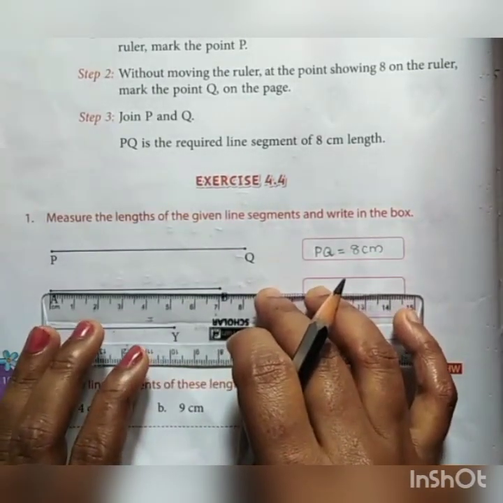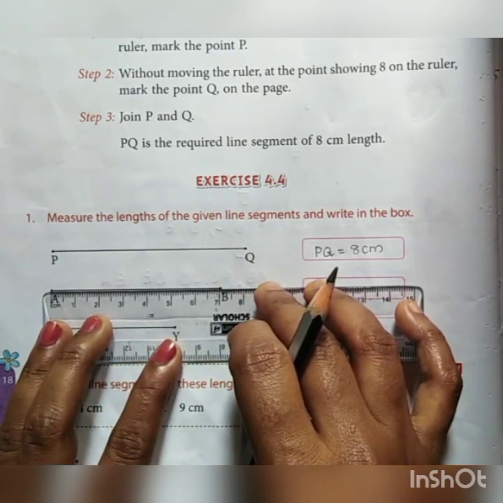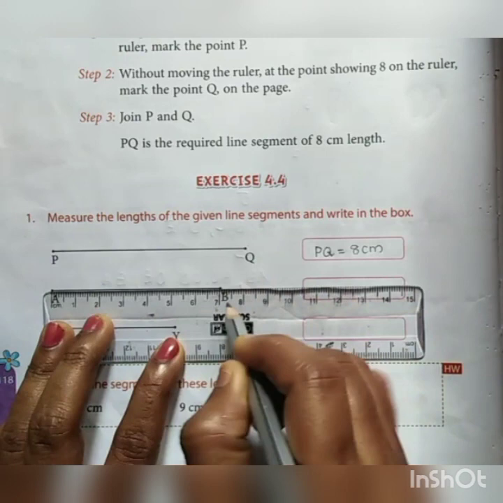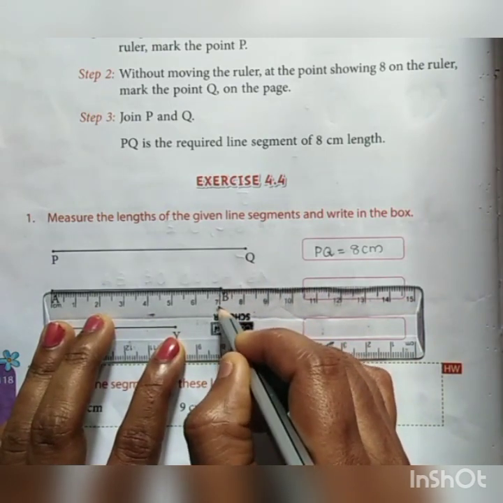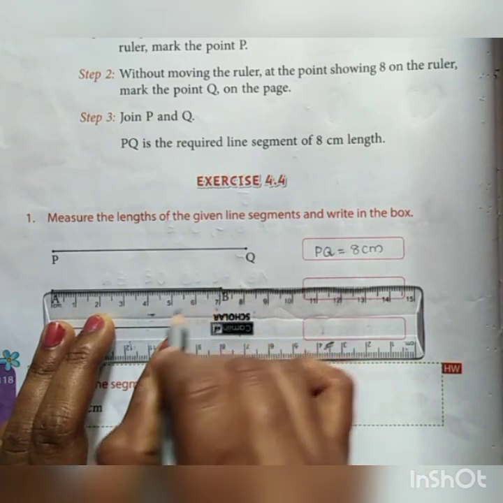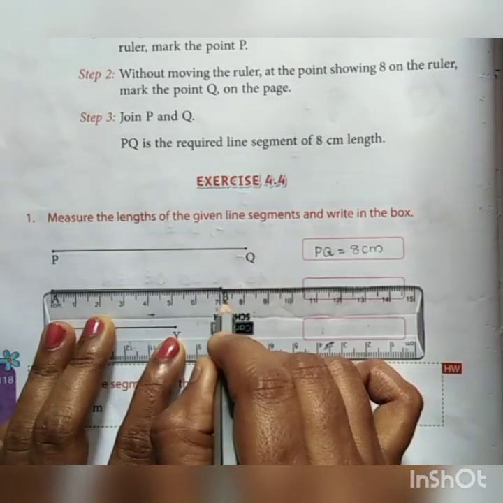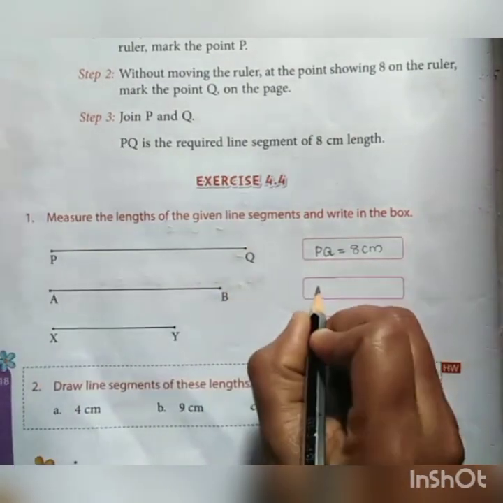Next, we can measure the line segment AB. First, we should keep the ruler on the line segment and the 0 mark on the ruler should be on one end point of the line segment. And we should look at the number where the second end point lies. The number in which second end point lies is 7. So, the length of this line segment AB is 7 centimeter.